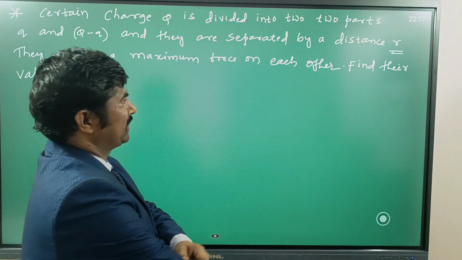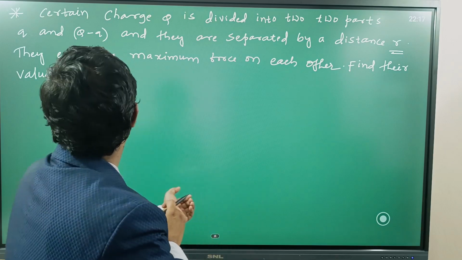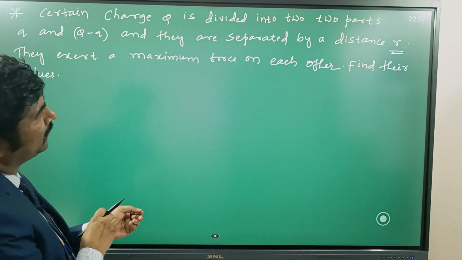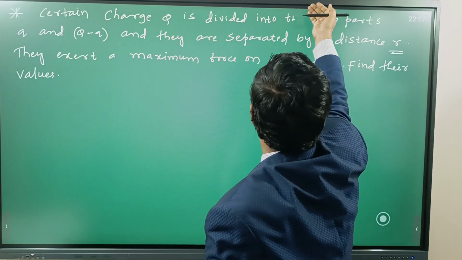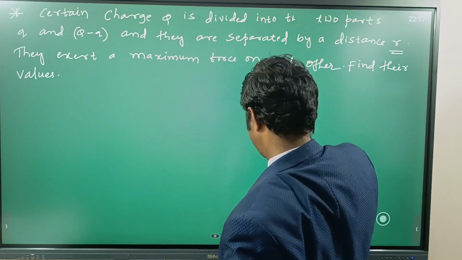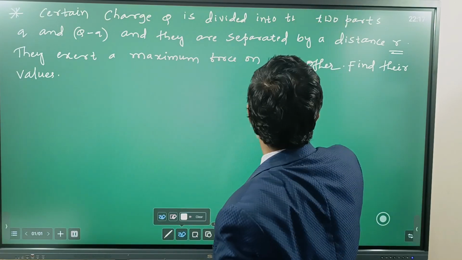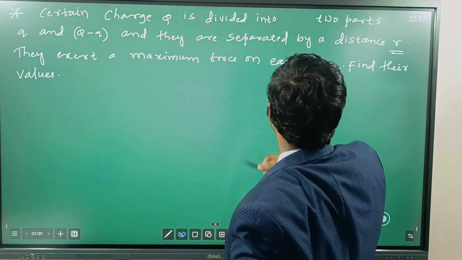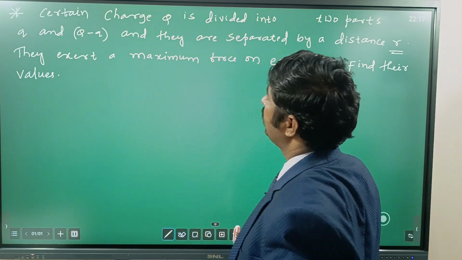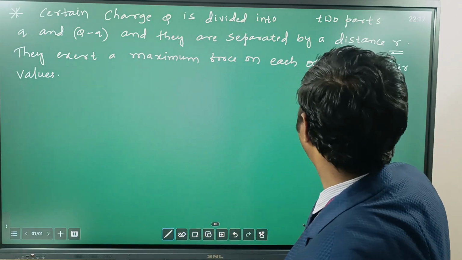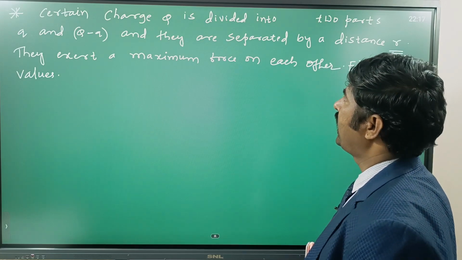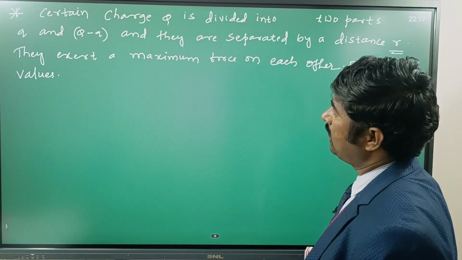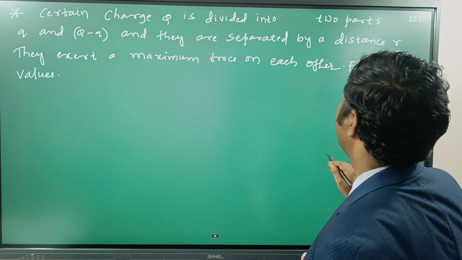So let us solve one simple example. Certain charge Q is divided into two parts, small q and Q minus q, and they are separated by distance r. They exert a maximum force on each other.